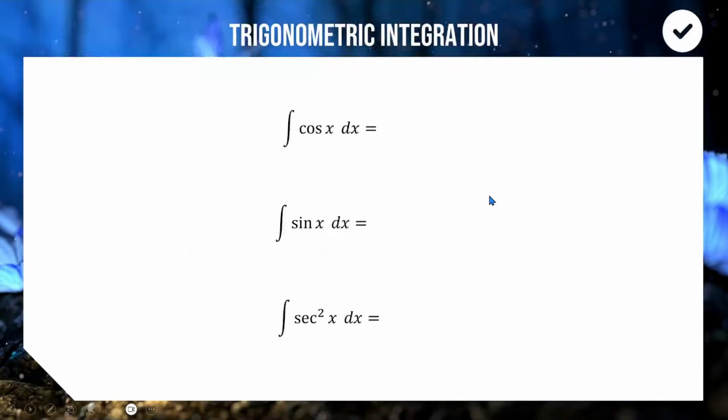Okay, on to trigonometric integration for the last part of the lesson. How long have I been going for? About 6 hours. Okay, this is only going to make sense if you looked at my lesson on differentiating trig. So if you haven't, please go back and watch that, because otherwise this is going to be nonsense.